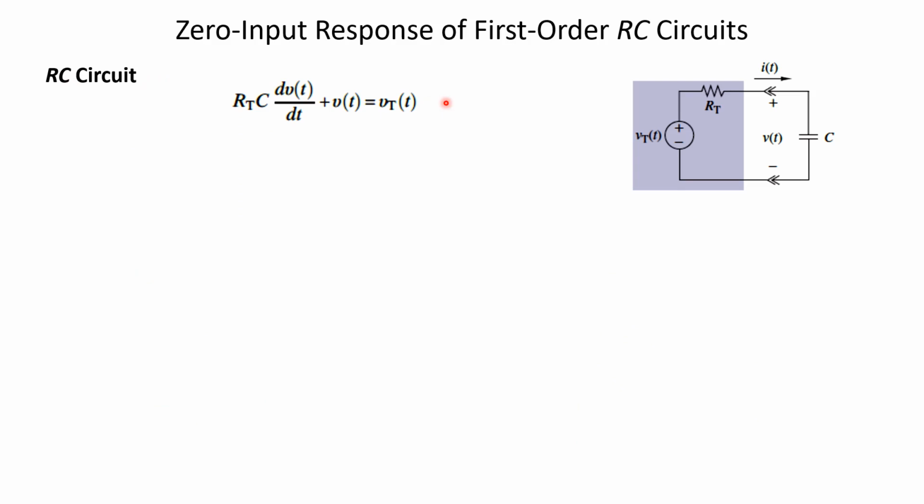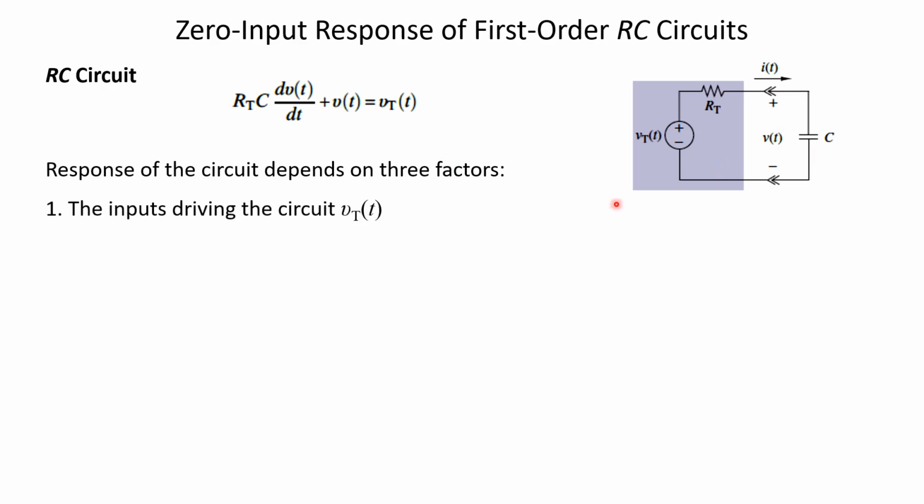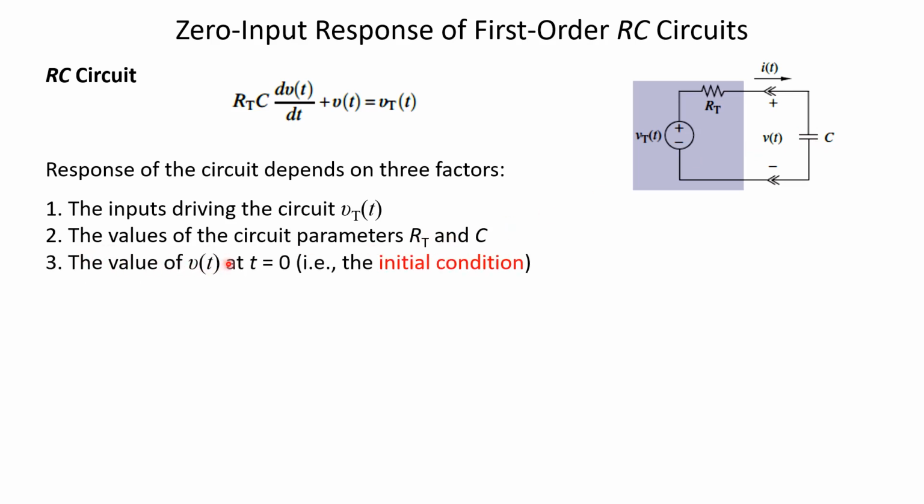Now again, the RC circuit, and we have seen this first order differential equation. The response of the circuit, which is the voltage. This voltage is the response of the circuit. This voltage, which is the capacitor voltage, depends on, number one, inputs driving the circuit. So we have one input, we may have more than one input. So the voltage depends on the inputs or external excitations in the circuit. Number two, values of the circuit parameters, resistance and capacitance, R and C. And then the value of voltage at t equal to 0.